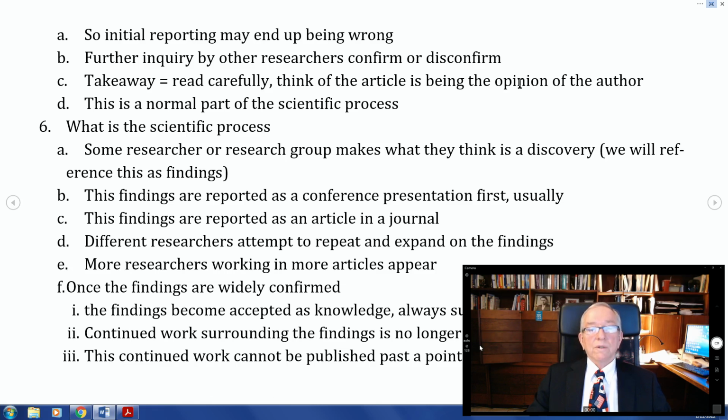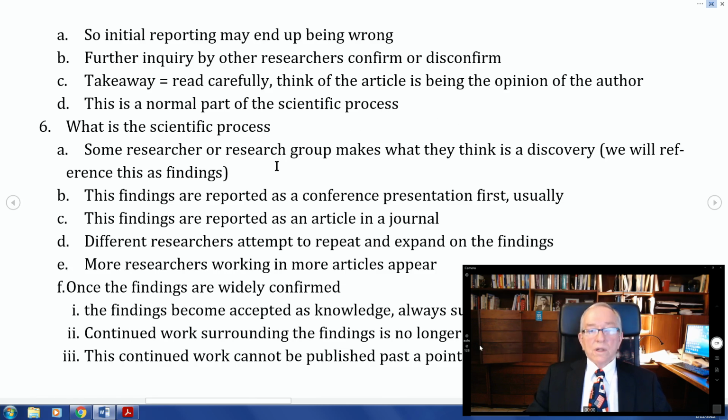So until they're confirmed, what's our takeaway here? Read carefully. Think of the article as being the opinion of the author. And more than one article and more than one researcher is needed before we should take it in as knowledge.